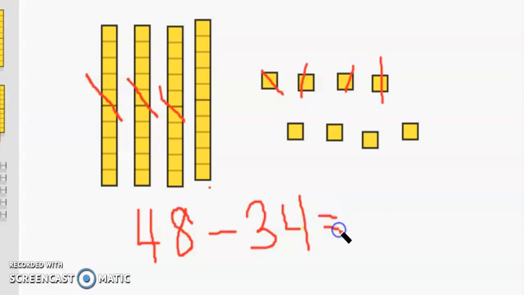So to figure out what's equal, I see what is left. After I took away 34, what is left? I see that I have 1 10 and 4 1s. Awesome job. Now we're going to try some with regrouping.